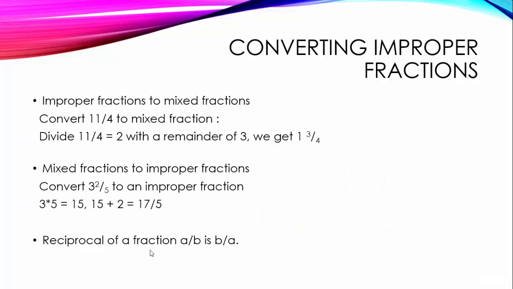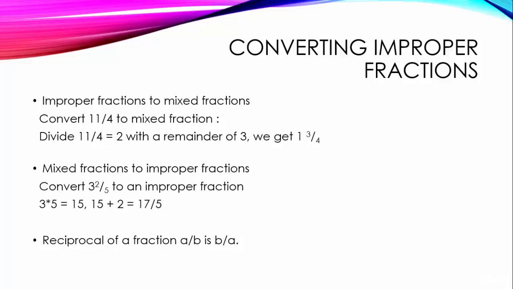Converting improper fractions to mixed fractions and mixed fractions to improper fractions are the ones which are important on the GMAT. For converting improper fractions to mixed fractions, first divide the numerator by the denominator. Write down the whole number answer. Then write down any remainder above the denominator.